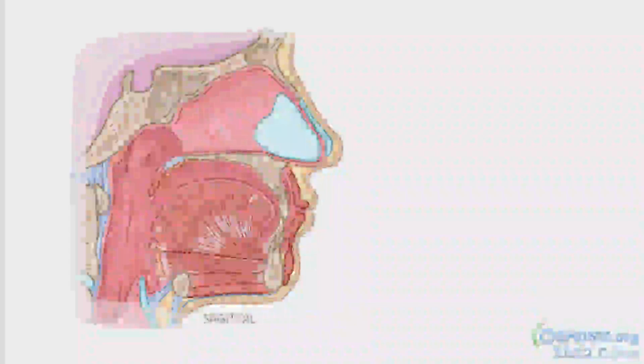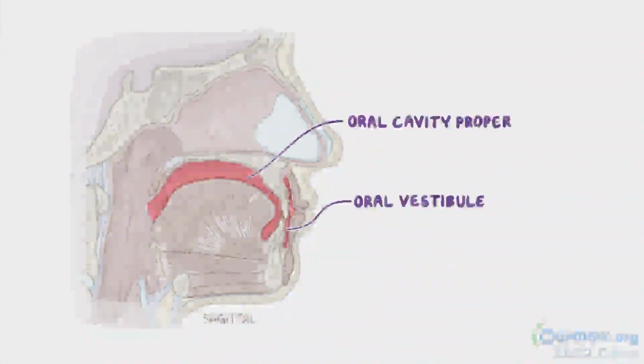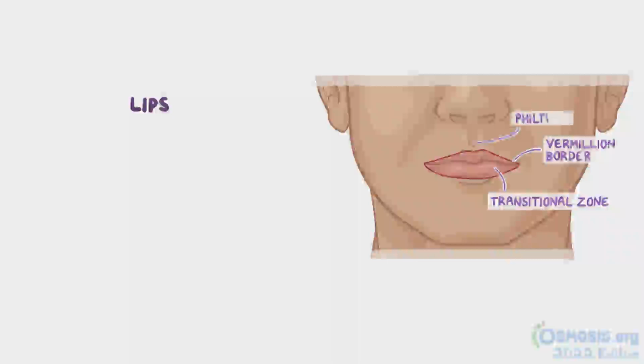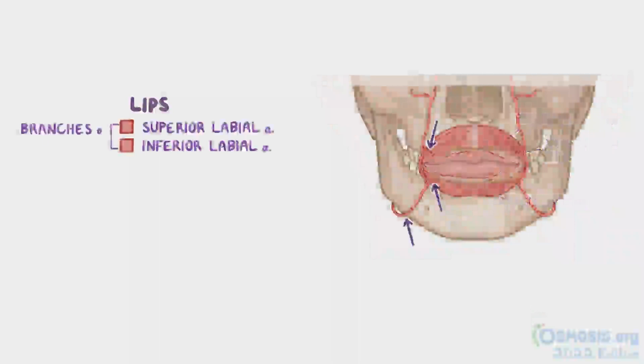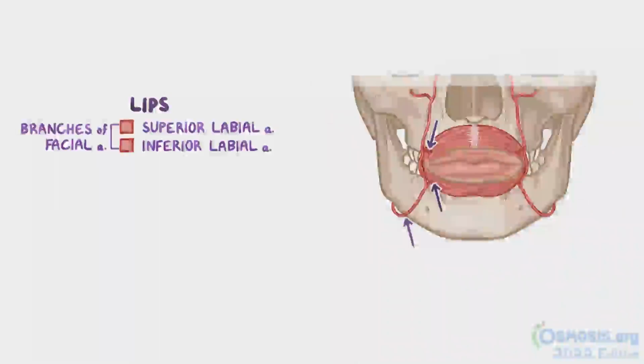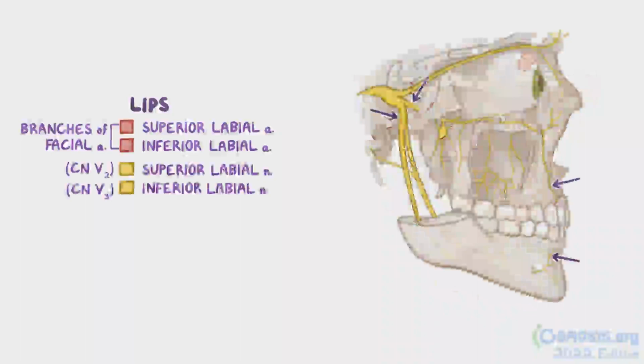All right, as a quick recap, the oral cavity is divided into the oral vestibule and the oral cavity proper. The lips are made up of the transitional zone, the vermilion border, and the philtrum. The lips are supplied by the superior and inferior labial arteries, branches of the facial arteries, and innervated by the superior and inferior labial nerves, branches of the maxillary and mandibular nerves, respectively.